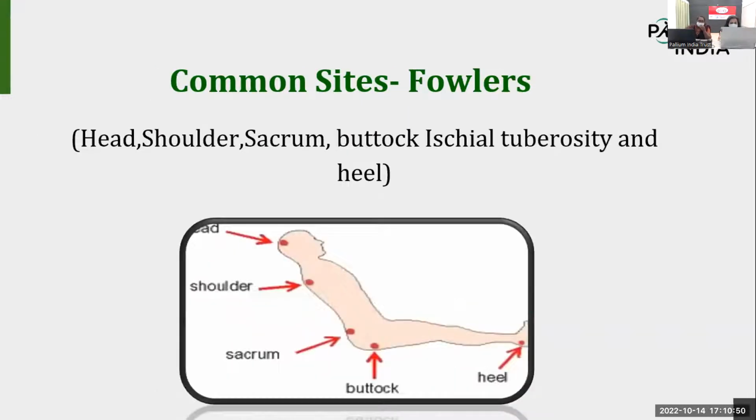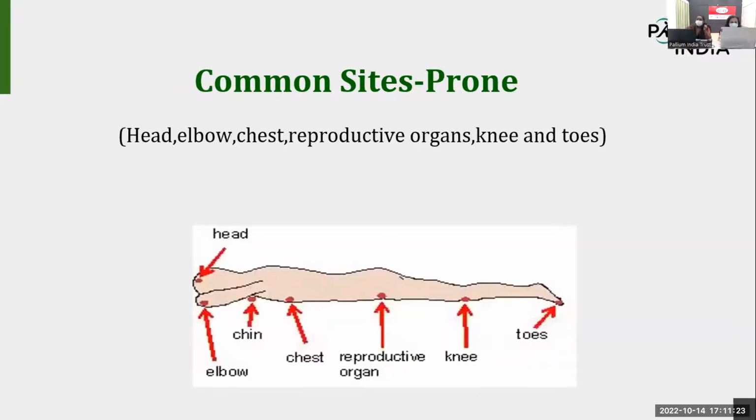So coming to the Fowler's position, we all know that this is a good position for a breathlessness patient. Even if the patient is in this Fowler's position, you need to change. At least you need to relieve pressure at least 10 degrees. You need not put the patient in supine position or side lying position, but at least 10 degrees. You can keep the same position, and at least 10 degrees you can change the position. Relieving the pressure is mandatory.